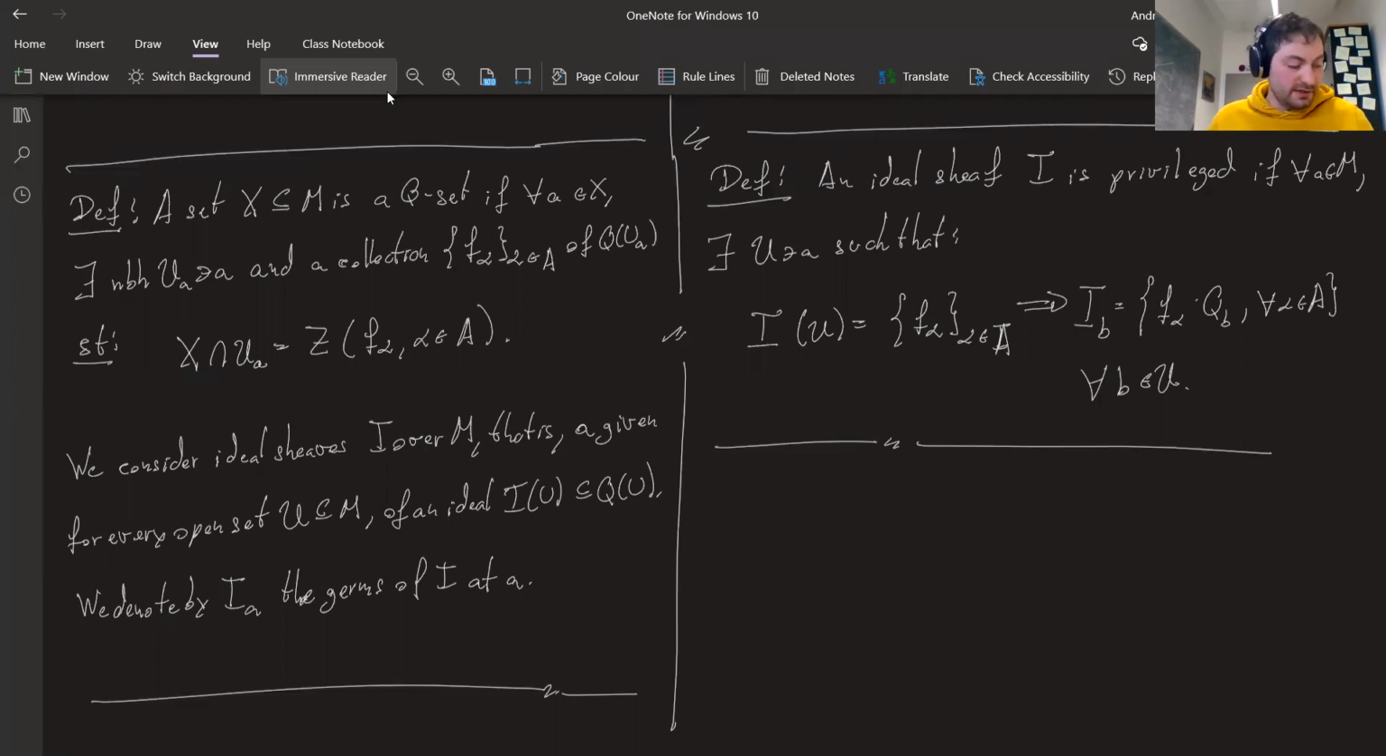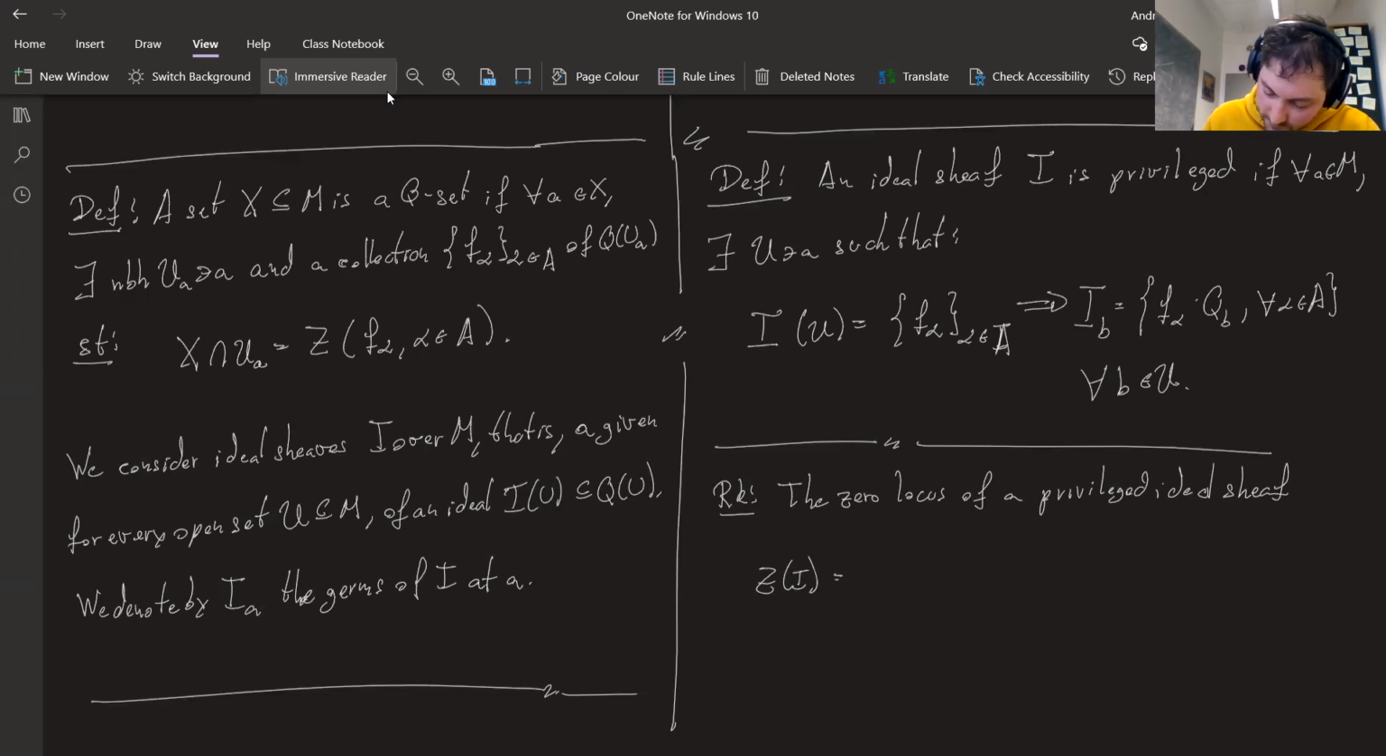Okay. And in this case, if you have a privileged ideal sheaf, then you can define the zero locus. The zero locus of a privileged ideal, which is simply the points A in M such that f(A) equals 0 for all f in I(A), is a Q set.